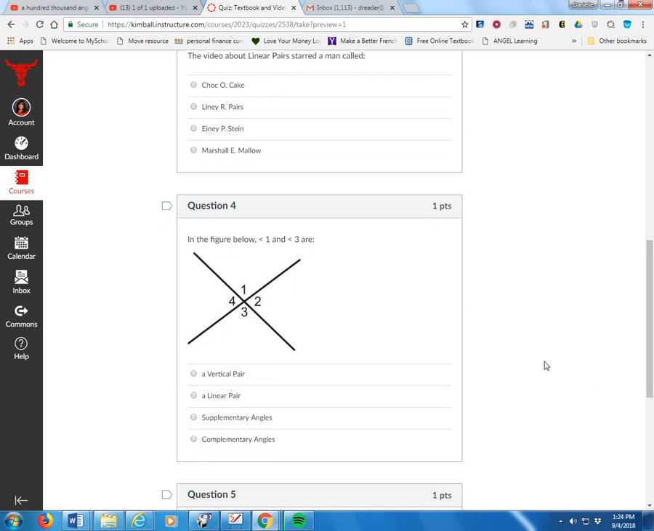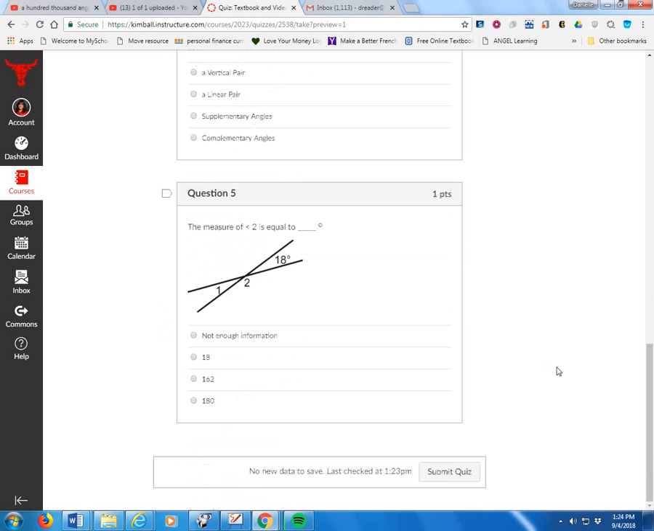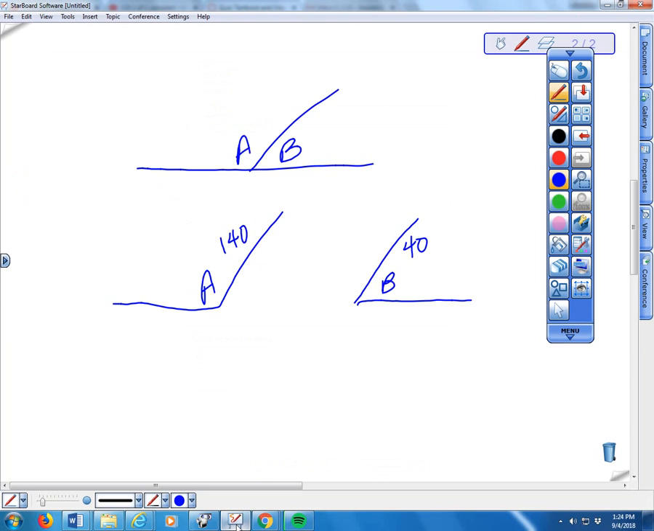In the figure below, angles 1 and 3 are called what? Vertical pairs. Yep. And then finally, question 5, the measure of angle 2 is equal to how many degrees? 162, because angle 2 and this angle here form a linear pair, which means they're supplementary. Together they must equal 180 degrees.